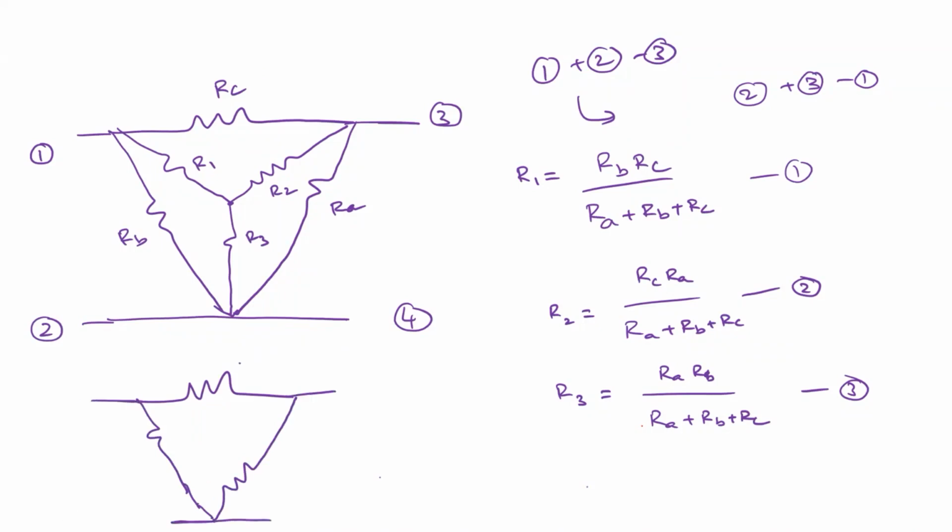So let us assume this is 10 ohm, this is 20 ohm, and this is 30 ohm. Now you have this delta network, and you want to convert it into its equivalent star network. How to do that? It's very simple. Just draw a star network inside this.